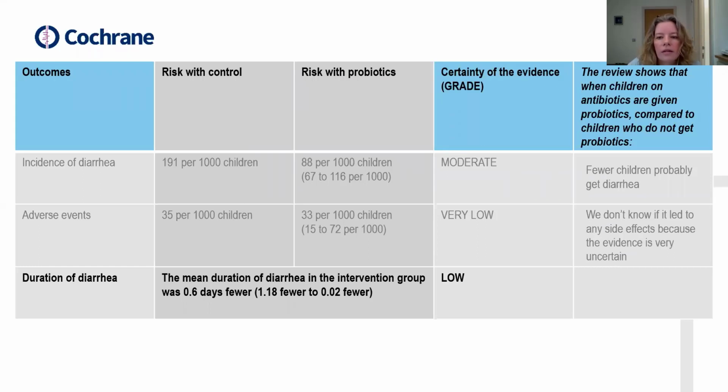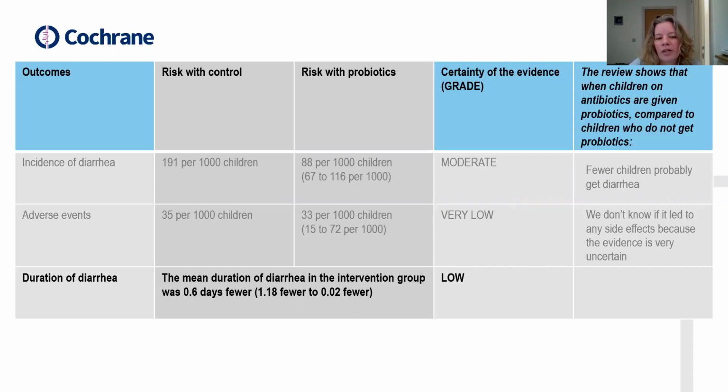And then this last outcome, which is a continuous outcome and always a little bit tricky, is duration of diarrhea. In the probiotics group, apparently the probiotics led to 0.6 days shorter length of diarrhea than in children who didn't get the probiotics. But the problem with this information is it doesn't say how long the diarrhea usually lasts. So it's like 0.6 days shorter than what?